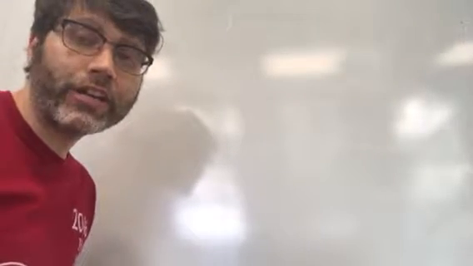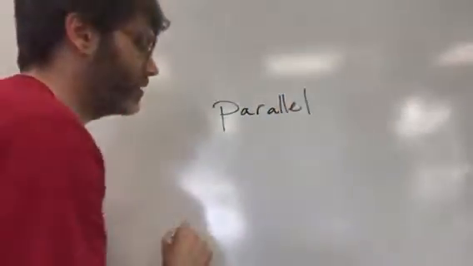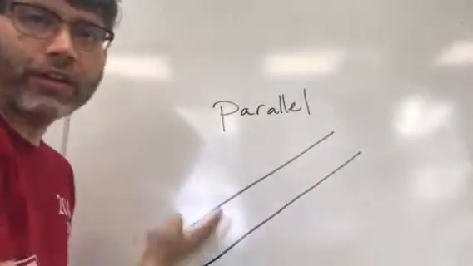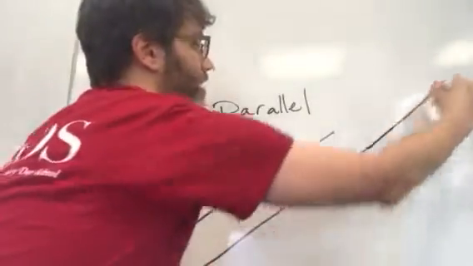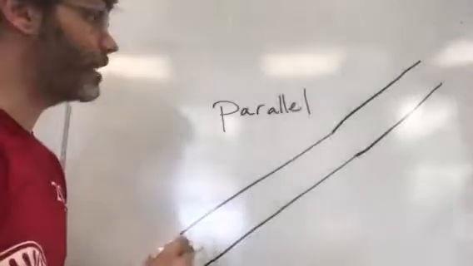All right, in this short video, I'm going to talk about parallel lines. Parallel lines are lines that are like train tracks. They are side by side, but they never touch. No matter how far I extend them, they will never ever touch. That is what parallel lines are.